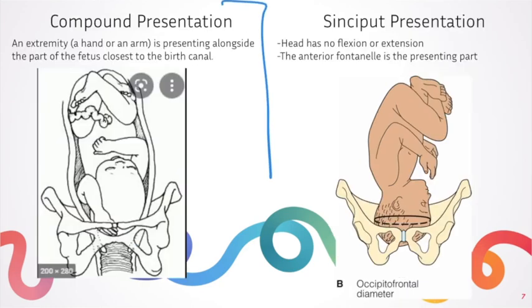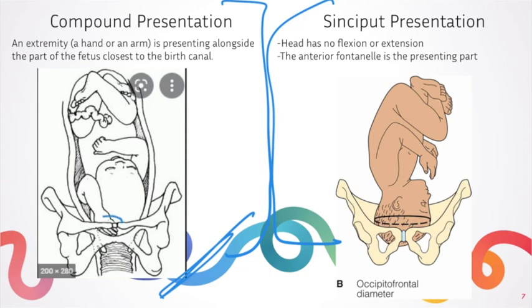So let's separate this slide here. Let's talk about this, a compound presentation. So what happens, this baby, if you look at it, it's still head down, but look, we've got a hand here. So when I'm going in here and doing a vaginal exam, what do you think I'm feeling? I'm not feeling fontanelles or sutures. I'm feeling the backs of this baby's fingers.